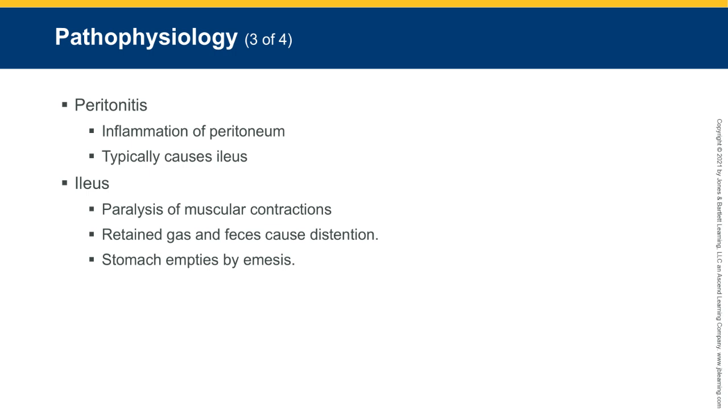Peritonitis is an inflammation of the peritoneum, often leading to a condition known as ileus, in which muscular contractions in the intestines slow or stop. This can cause severe bloating, pain, and vomiting, requiring immediate medical treatment to restore normal function.